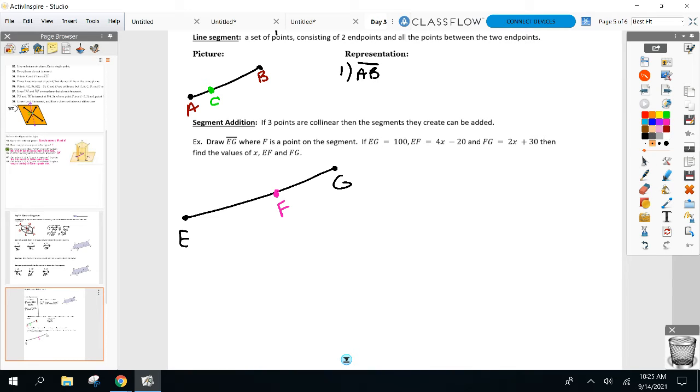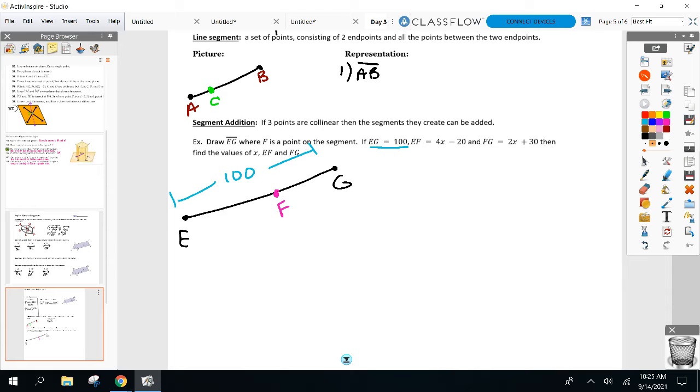If EG is 100. Now look, does everyone see I took the symbol off? I don't have the line segment symbol. If you don't see the symbol, it's telling you how long it is. No symbol means EG is 100 units long, and however you want to write that on your diagram. So if I take the symbol off, it's telling me how long it is.